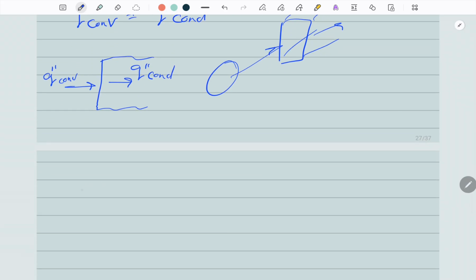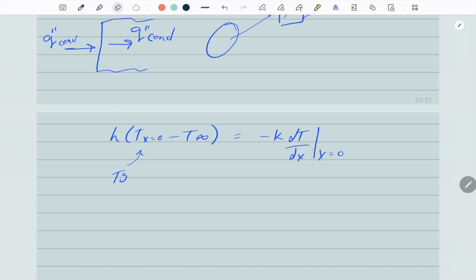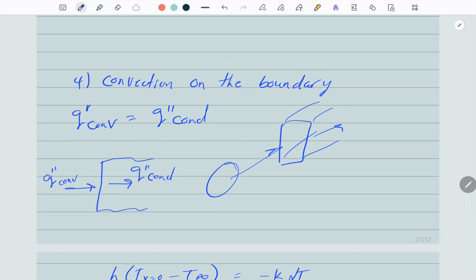The convection formula that we covered in the previous class is h times (T at x equals 0, also referred to as Ts, minus T infinity, which is the temperature of the surroundings) equals negative K dT over dx at x equals 0. Actually, it doesn't have to be at x equals 0. It could be at any point. But those are your 4 boundary conditions.